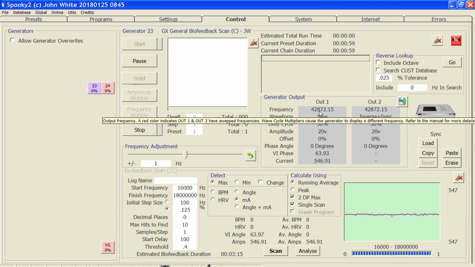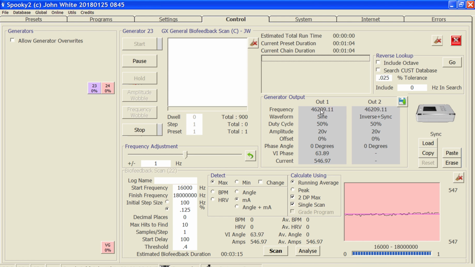The higher the frequency goes, the faster the frequency will increase because it's increasing by 0.125%. Well, Rife stated that 0.25% was adequate for detecting hits. We are choosing half of that for increased accuracy. So we're using 0.125% in this preset.